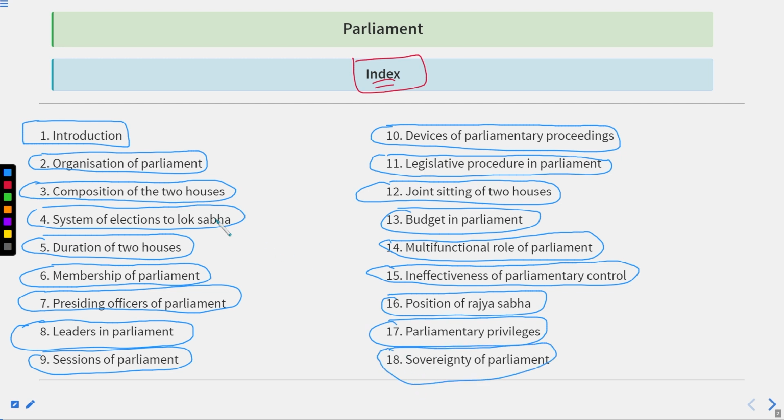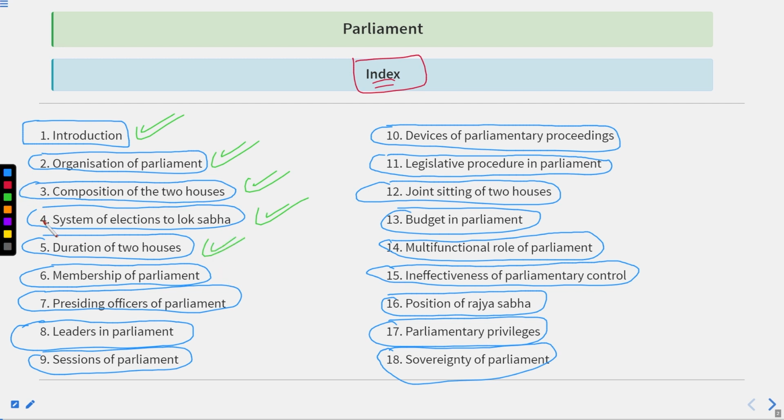Okay, so these are the topics. Out of this, how many have we covered? Introduction part, we have covered. Organization of parliament, we have covered. Composition of two houses, we have covered. System of elections to Lok Sabha, we have covered. Duration of two houses, we had covered.